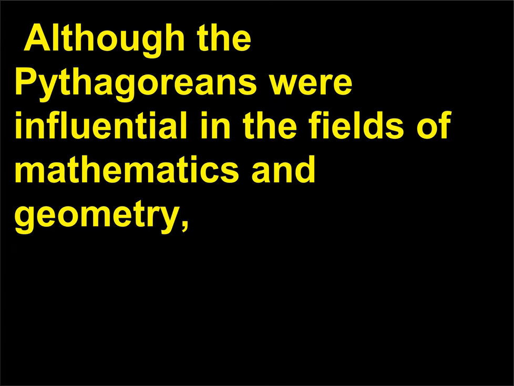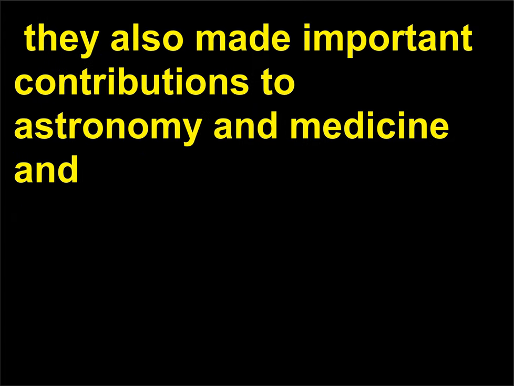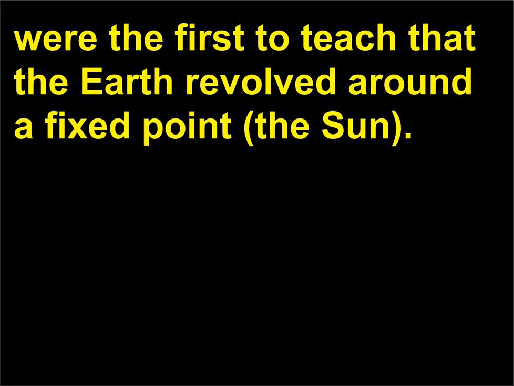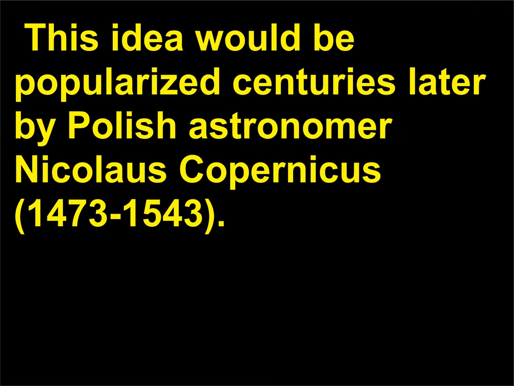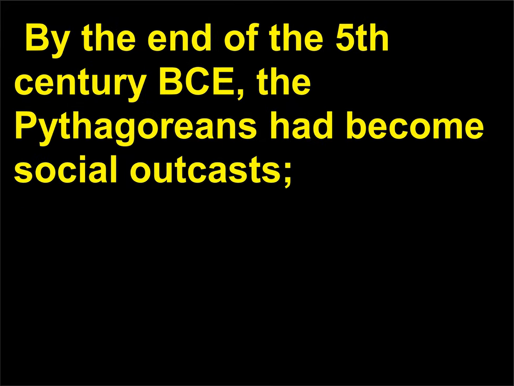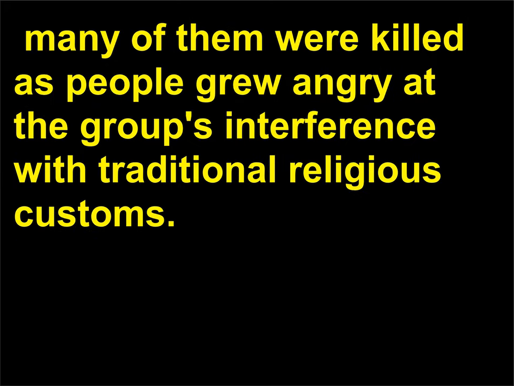Although the Pythagoreans were influential in the fields of mathematics and geometry, they also made important contributions to astronomy and medicine and were the first to teach that the Earth revolved around a fixed point, the Sun. This idea would be popularized centuries later by Polish astronomer Nicolaus Copernicus, 1473-1543. By the end of the 5th century BCE, the Pythagoreans had become social outcasts. Many of them were killed as people grew angry at the group's interference with traditional religious customs.